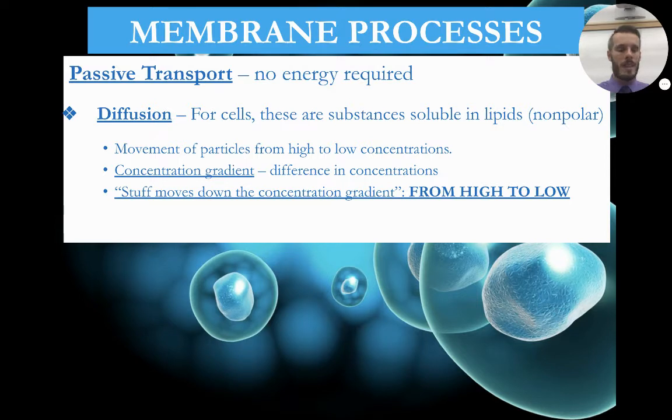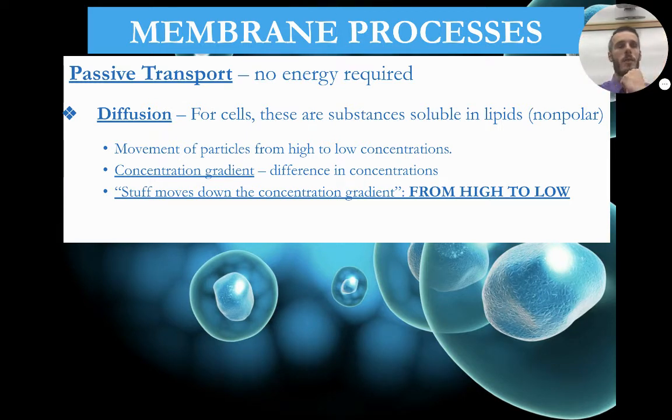One type of passive transport, so requiring no energy, is diffusion, which I'm sure that you are knowledgeable on at this point. So diffusion is just the movement of particles from high to low concentrations. So if on one side we have a lot of something and on the other side we have not a whole lot, then the movement will be from where there's a lot to where there's a little.